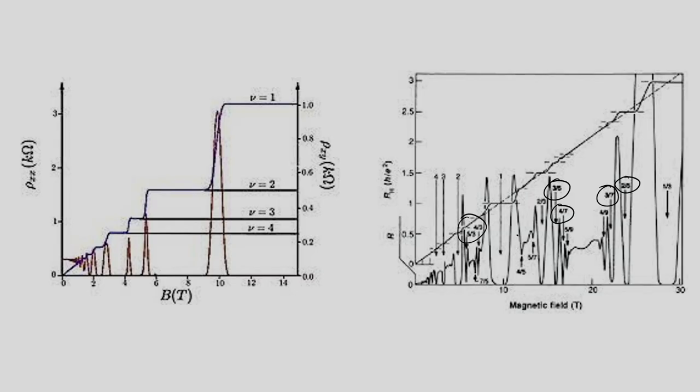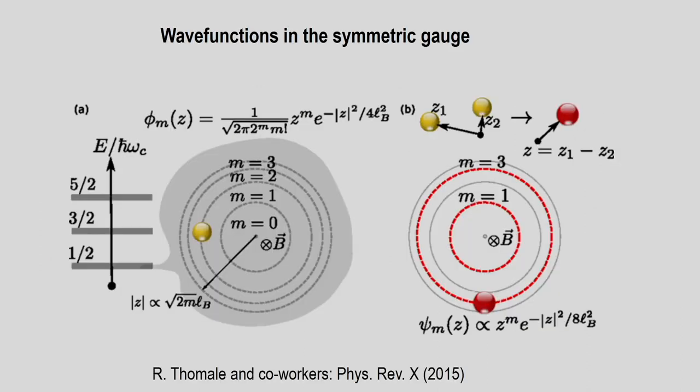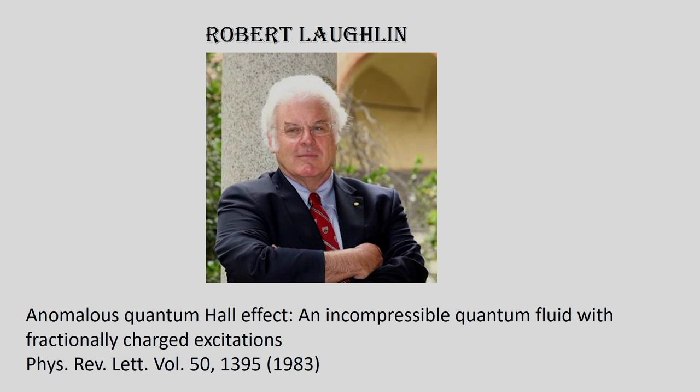A lot of work has been done by this person called Robert Laughlin, Bob Laughlin, and you can see the first paper, which was published in 1983 in Physical Review Letters. It says: anomalous quantum Hall effect and incompressible quantum fluid with fractionally charged excitations.